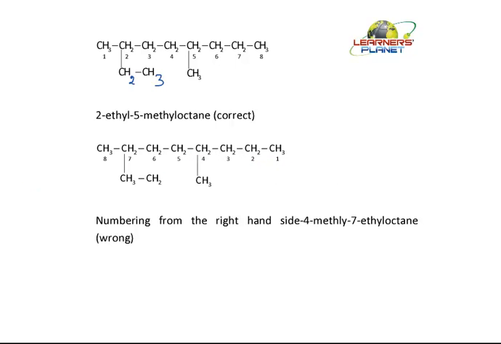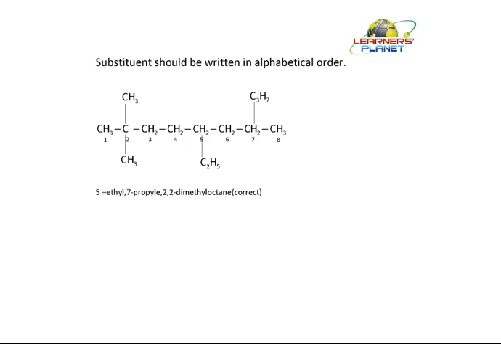But when I am numbering from the right hand side, what am I getting? I am getting 4-methyl, 7-ethyl octane. That is this thing. Is it correct? No. Because the group which you are writing first should get the less number, and the substituents should also be written in alphabetical order. So this is wrong.